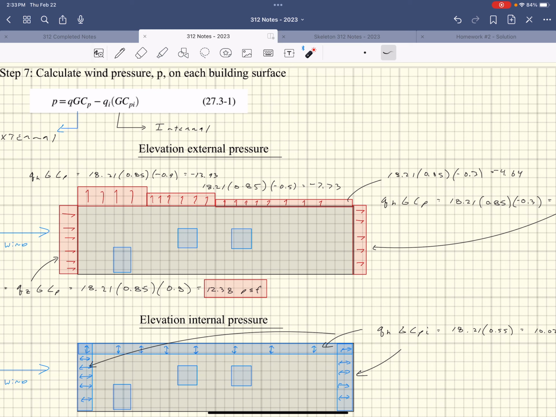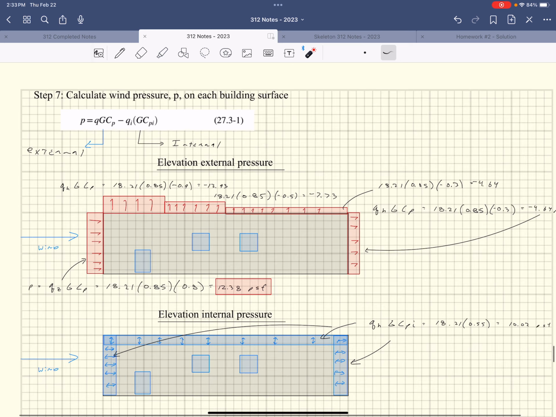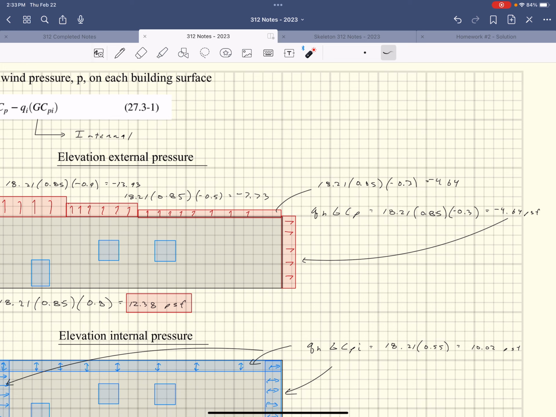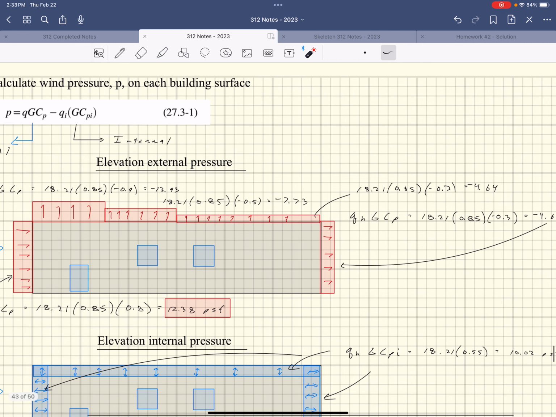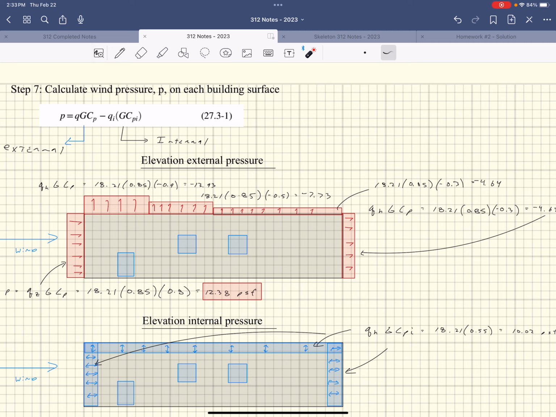Then from 15 to 30 feet, I'm going to have a CP value equal to negative 0.5. So 18.21 times 0.85 times negative 0.5, and I get negative 7.73. That's the magnitude right here, with the negative 0.5. And then from 2h for the rest of it, all the way to, what does it end up being, 4h I guess, it's going to be 18.21, and it's going to be a negative 0.3. So when you carry all that out, we get negative 4.64. So then the uplift on my roof is going to be 13.93, 7.73, and 4.64.